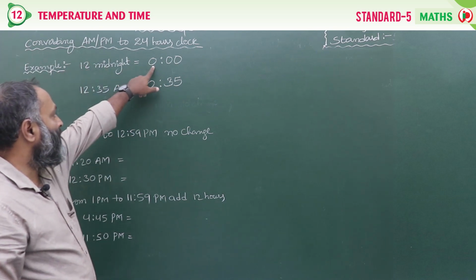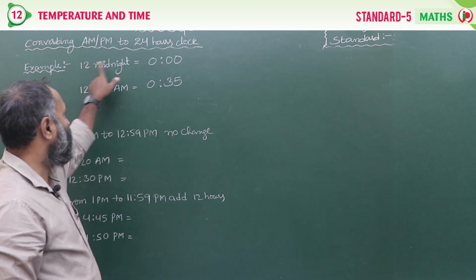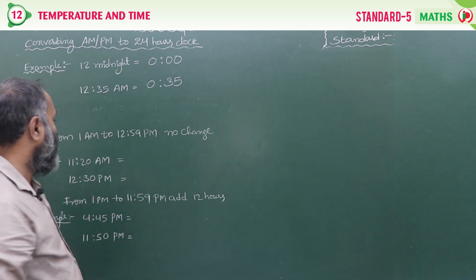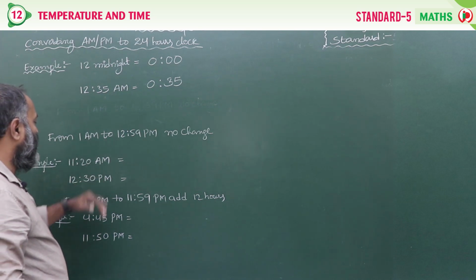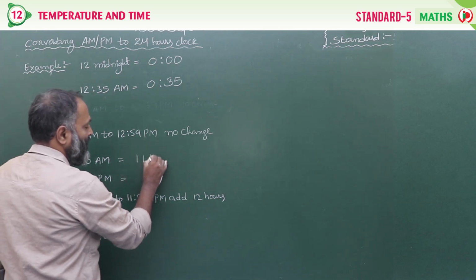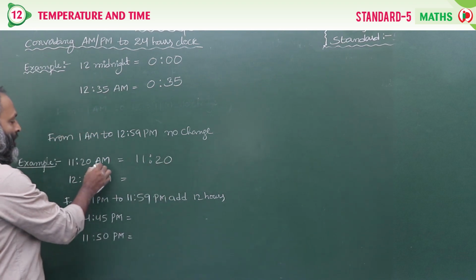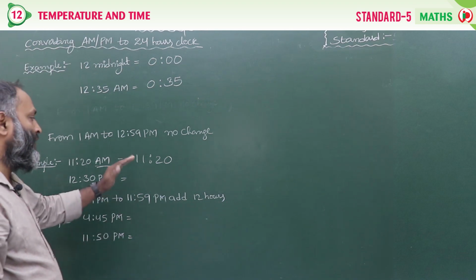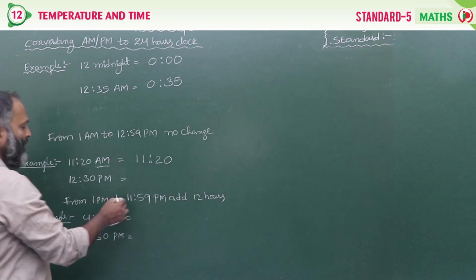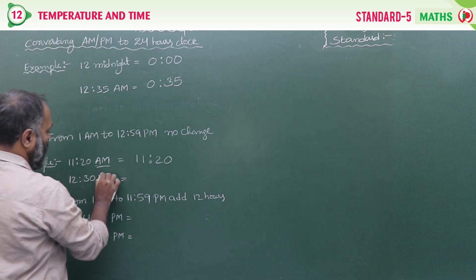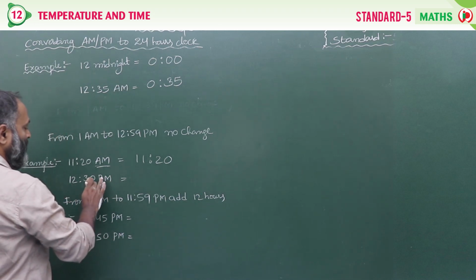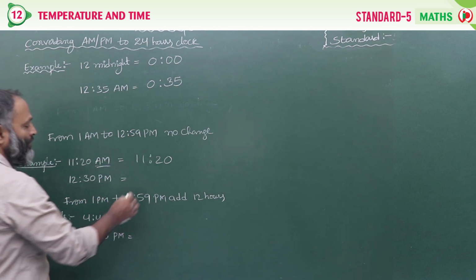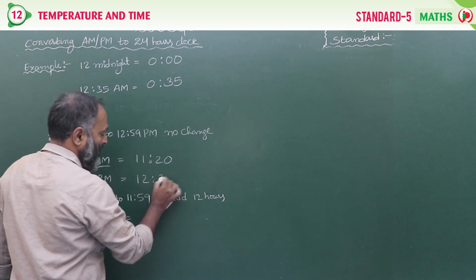If 12 is there, then we should write 0 for the midnight hour. If the hour is 1 to 12 otherwise, there is no change. Like 11:20 a.m. means 11:20 only, no change in the time. From 1 a.m. to 12:59 p.m., no change, we should take the time as it is. 12:30 p.m. stays as it is in the 24 hours clock.